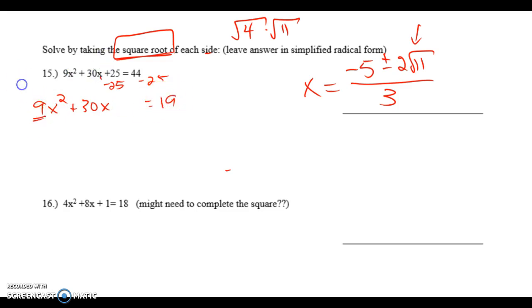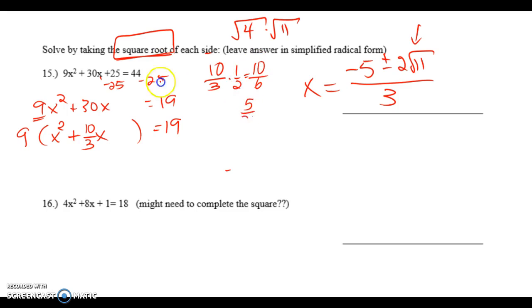I can never complete the square with anything but a 1 there, so I have to factor out the 9. So this becomes 30 over 9, which is 10 over 3x. All right, now b is 10 over 3, divided by 2, same as multiplying by 1/2. This becomes 10 over 6, which is 5 over 3 squared, plus 25 over 9.